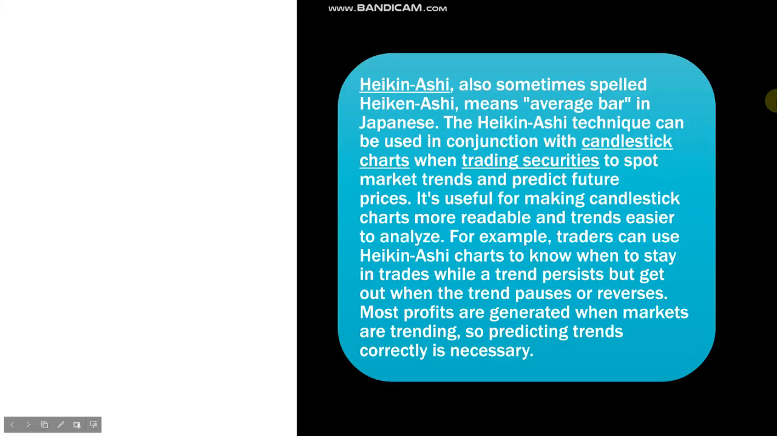So at first, let's try to understand what is Heikin Ashi. Heikin Ashi, also sometimes spelled Heikin Ashi, means average bar in Japanese. Heikin Ashi technique can be used in conjunction with Candlestick Chart when trading securities to spot market trends and predict future prices. It's useful for making Candlestick Chart more readable and trends easier to analyze. For example, traders can use Heikin Ashi chart to know when to stay in trade while a trend persists, but get out when the trend pauses or reverses.